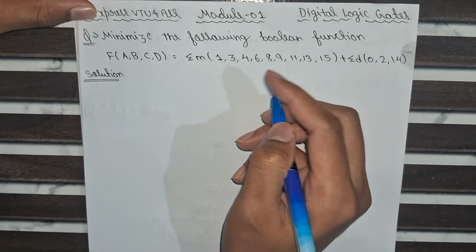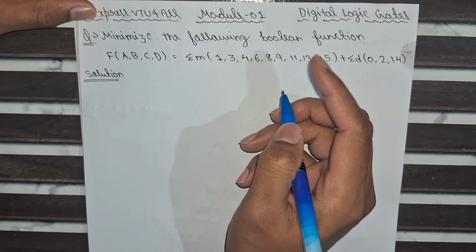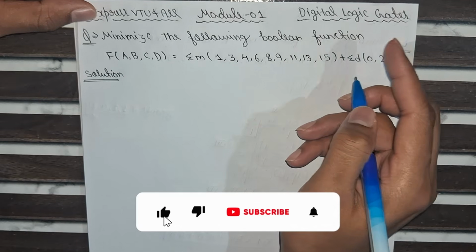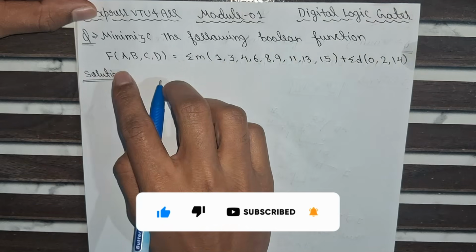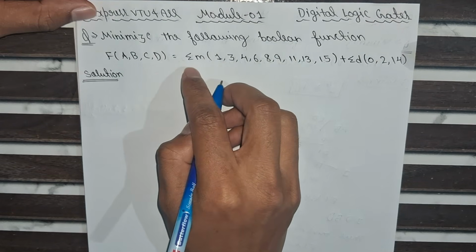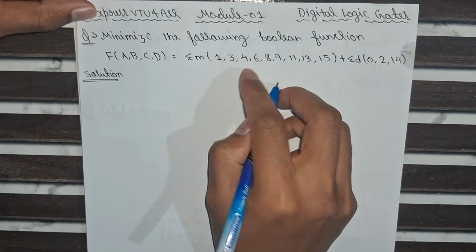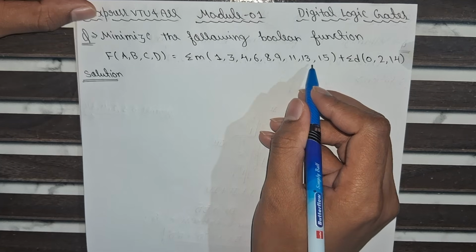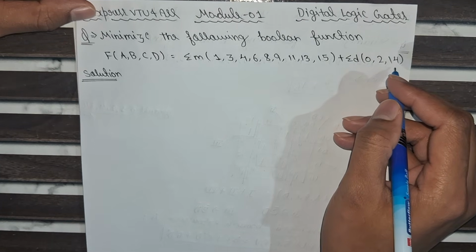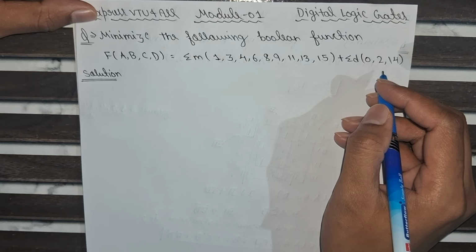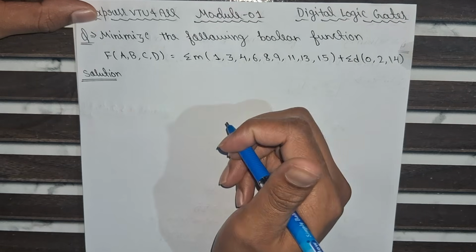In this video, we are going to discuss a very important question from Module 1, Digital Logic Gates. Our question is, minimize the following Boolean function f of a, b, c, d, given here, minterms are 1, 3, 4, 6, 8, 9, 11, 13 and 15 and the don't care values are 0, 2 and 14. So how will we solve this? We will solve this by using a K-map.